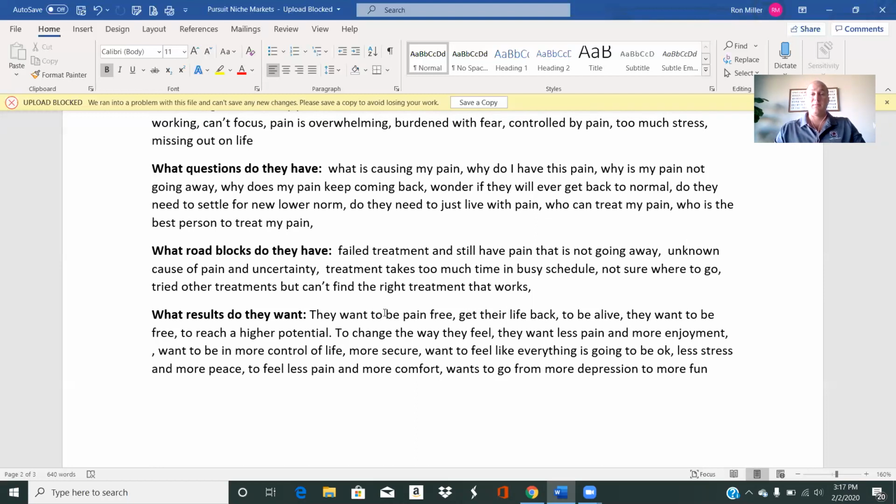So again, I'm highlighting some roadblocks: maybe they're complex cases. They failed multiple treatment approaches, and I can provide the solution to that. Maybe they're busy. They're CEOs, business owners, lawyers, etc. They don't have a lot of time to do three times a week for four weeks. Maybe they're not sure where to go, or they tried other treatments, but nothing's really working.